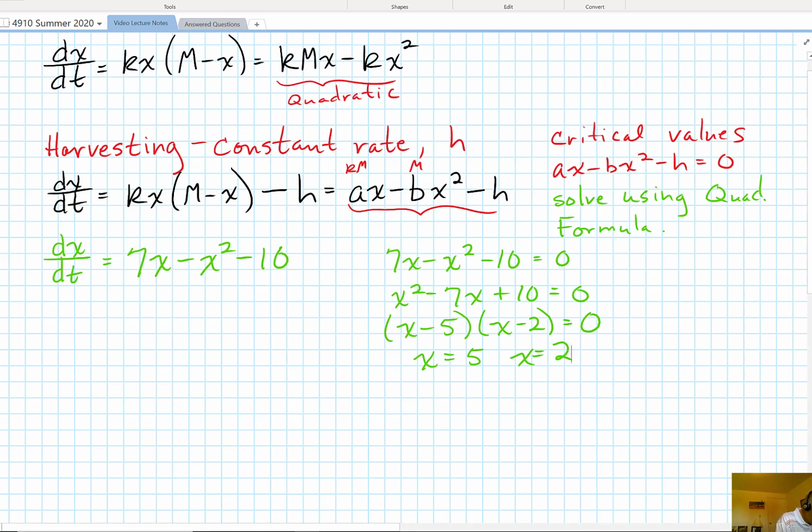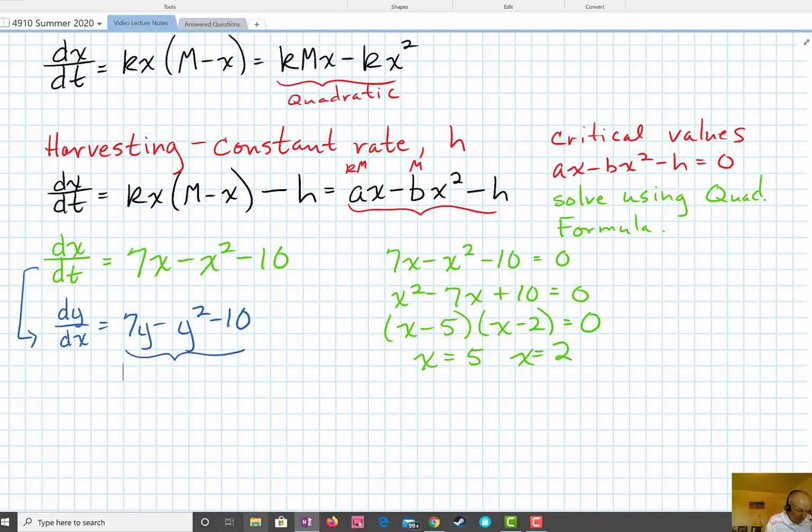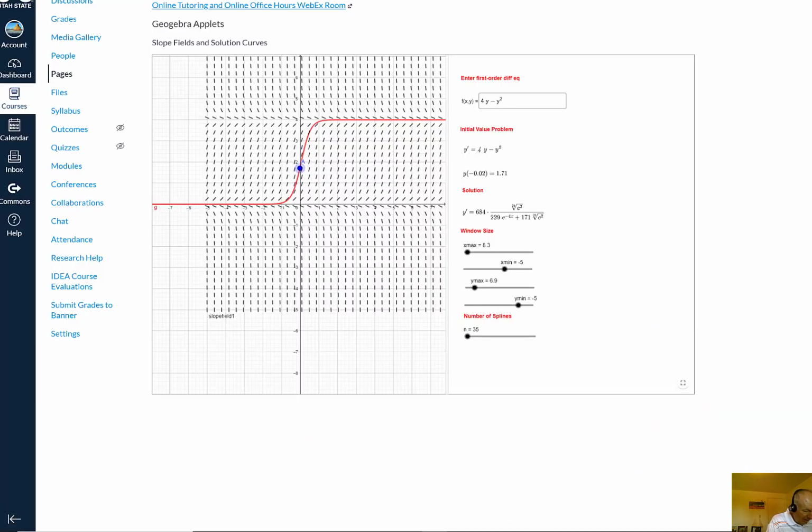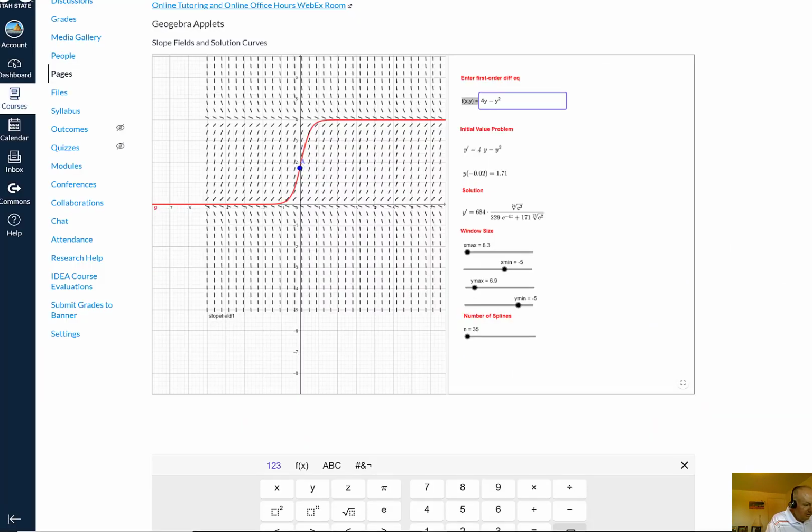Let's graph this. Remember we have to translate this into graphing notation: dy/dx equals 7y minus y squared minus 10. So our software understands it, and that's what we enter into our little applet here. Okay, so we can do that. So we enter 7y minus y squared minus 10.